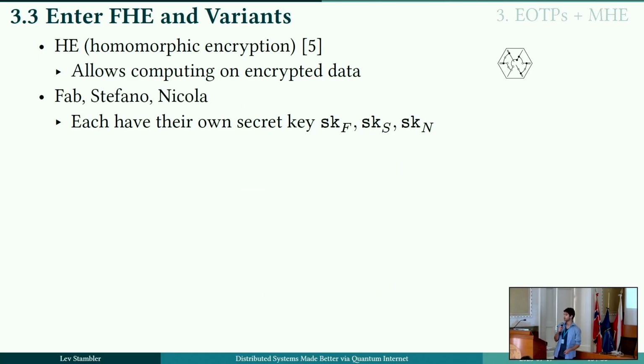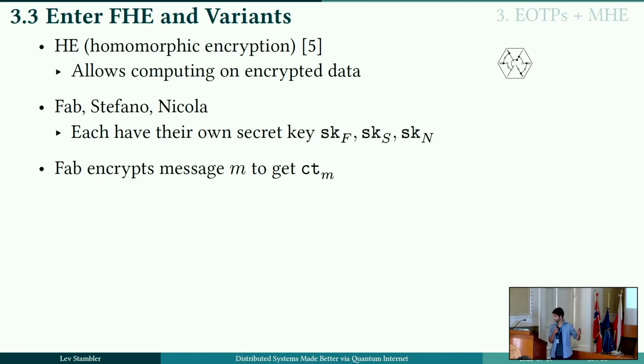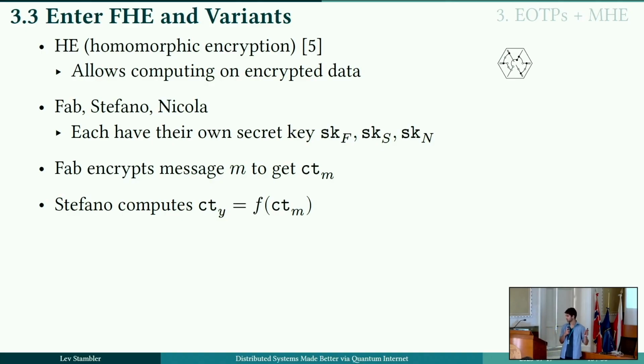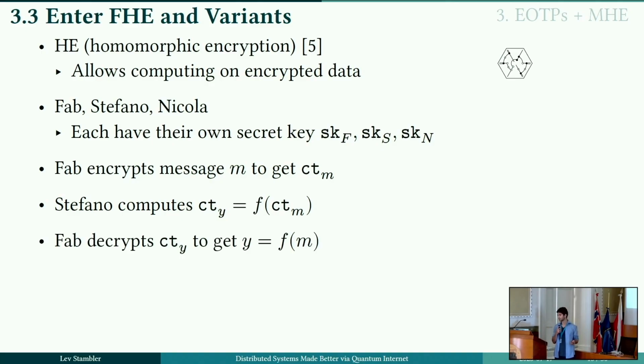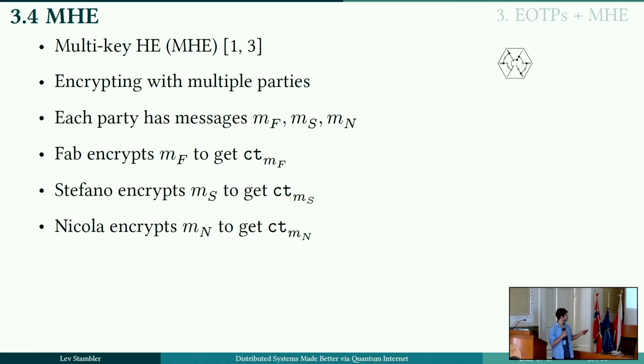So just a brief review of homomorphic encryption and what it is. It allows for computing on encrypted data. So each party has their own secret keys. Fabrizio is going to encrypt a message M to get a ciphertext. He can send that to Stefano, and then Stefano will compute some function on the ciphertext and send that back to Fabrizio, and Fabrizio can decrypt that ciphertext and get the output of the function. And it's done in such a way that Stefano never learns what the message M is.